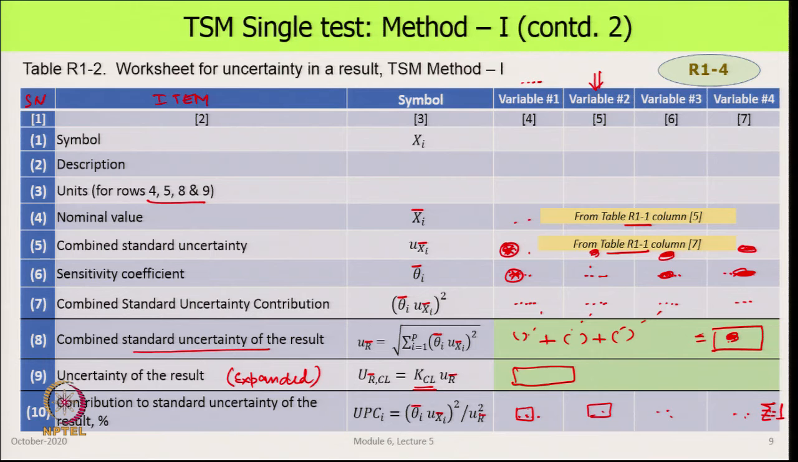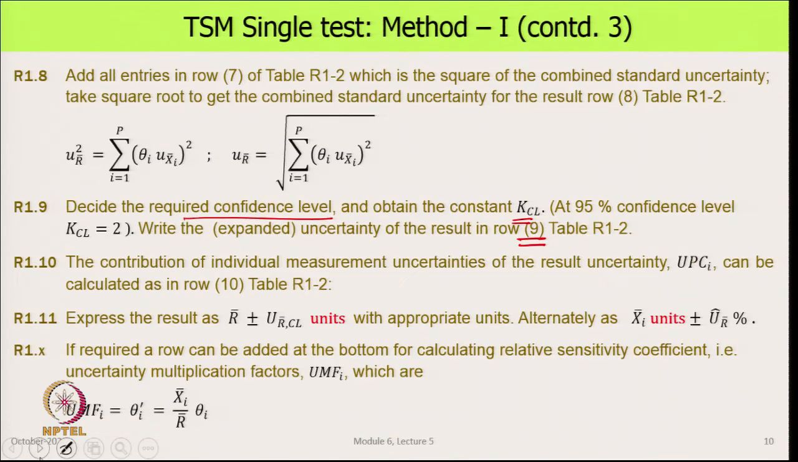So, this completes method 1. Finally, of course, we just express the result as r plus or minus U r bar C L in terms with its units, or x I in units plus or minus some percentage, either way. And if need be, if we want to calculate the theta I primes, we can add one more row and calculate the uncertainty multiplication factor theta, or the non-dimensional sensitivity coefficient, as x I bar upon r bar into theta I. So, that is why it is left as an option.